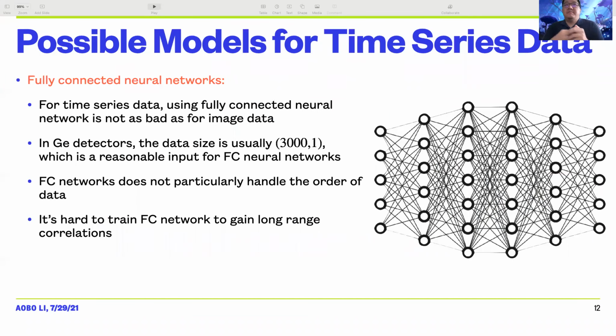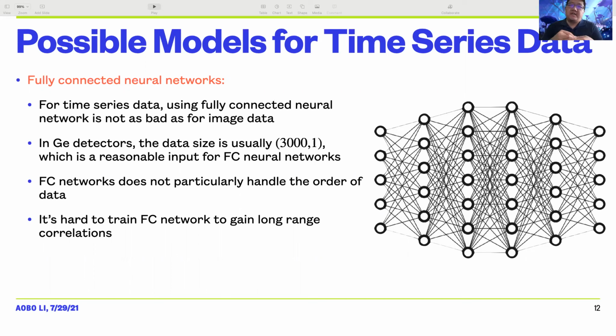Now we will talk about the possible models we can use to handle time series data. Of course, the first thing we want to try is a fully connected neural network. For time series data, using a fully connected neural network is not as bad as for image data, mainly because a time series is not as sparse as image data. In germanium detector data, we usually have 3,000 time samples per waveform, which is a reasonable input for a fully connected neural network.